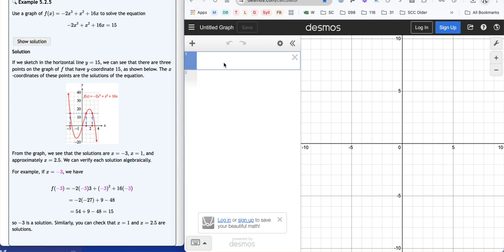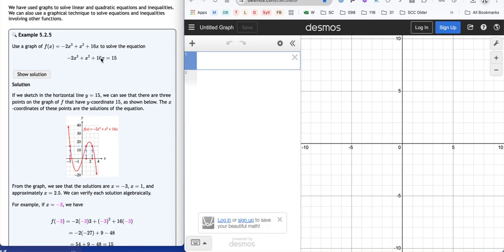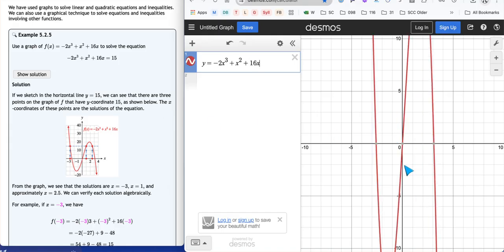So in Desmos, what we're going to do is first put in the left side of this equation so we can see a graph of the function on the left. So it's going to be y equals negative 2x to the power of 3 plus x squared plus 16x. Now we can see part of the graph. We can notice that we probably need to zoom out. However, it looks like our domain from negative 5 to positive 5 might be okay. So we're just going to zoom out a little.